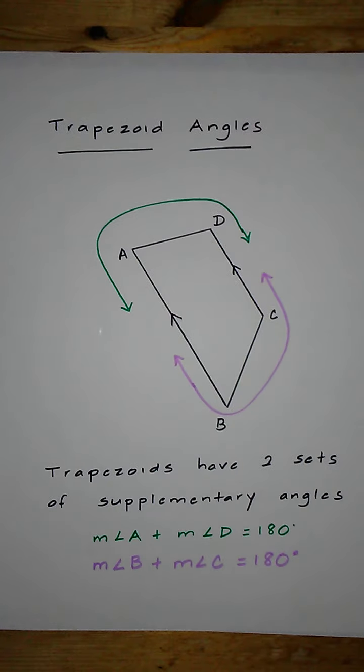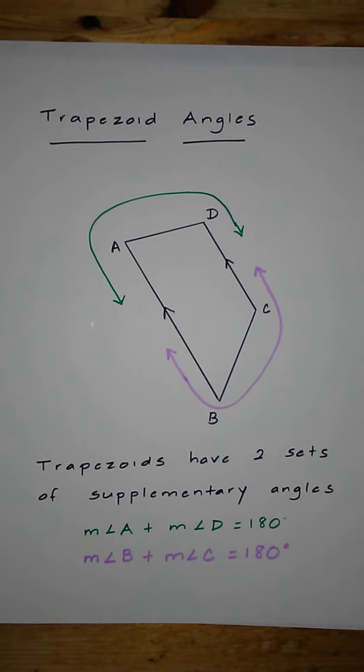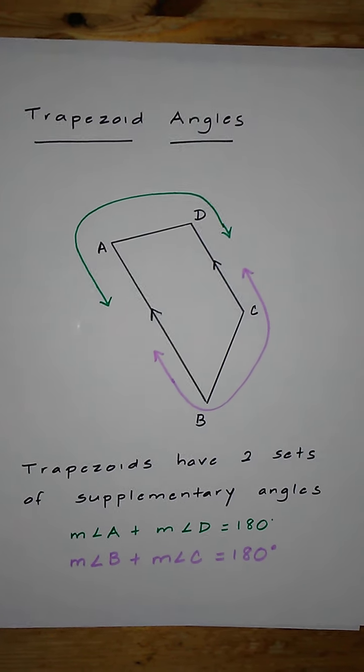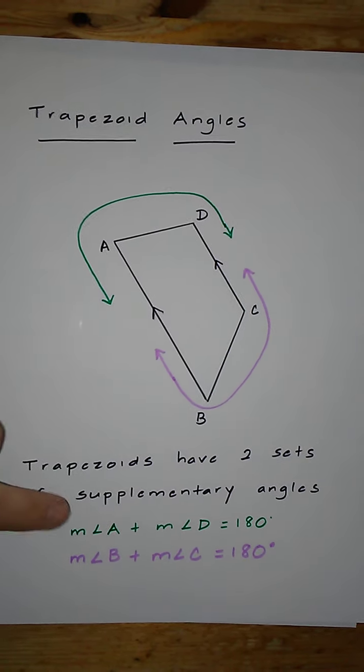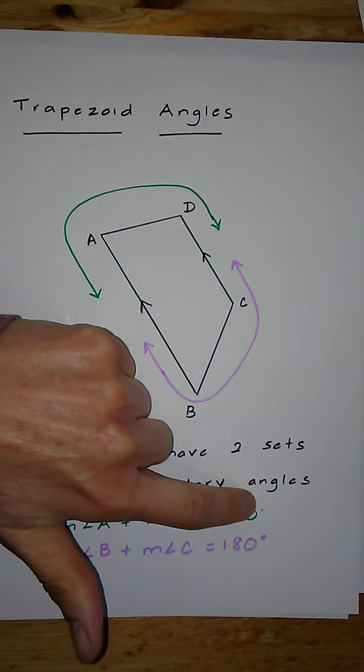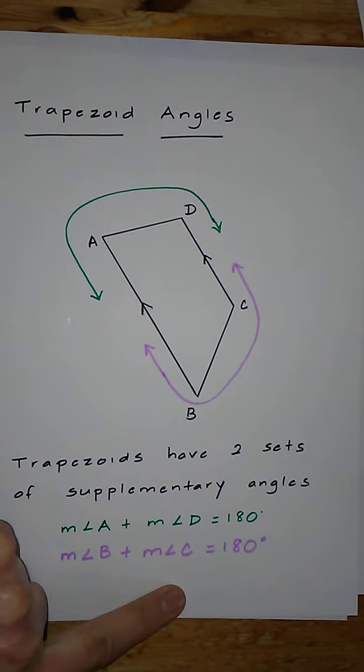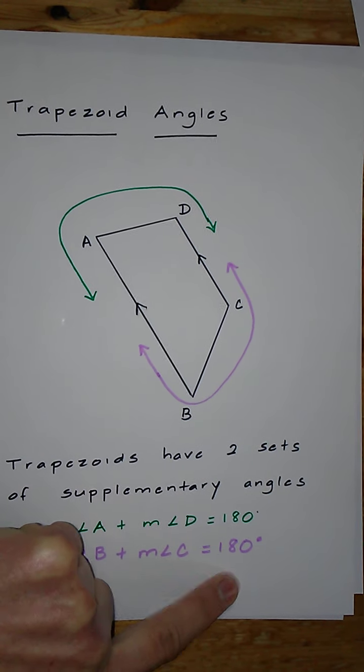Within a trapezoid, there are two sets of supplementary angles. So please remember, for the vocabulary word supplementary, that lets us build a part plus part equals 180 equation. Ooh, and another part plus part equals 180 equation.